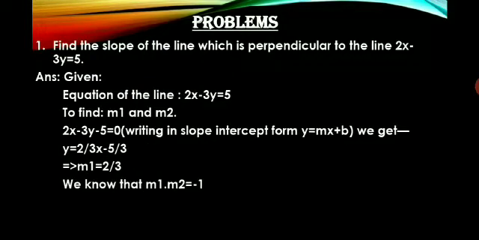We know that product of the slopes is equal to minus 1 when two lines are perpendicular. So m2 is equal to minus 1 by m1. Therefore m2 is equal to minus 3 by 2.